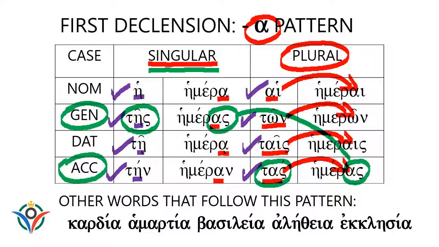There are other words that will follow this alpha pattern, and those are kardia, hamartia, basileia, aletheia, and ekklesia. We'll take a look at the meaning of these words in our vocab section. Let's move on to our final pattern, the alpha-iota pattern.